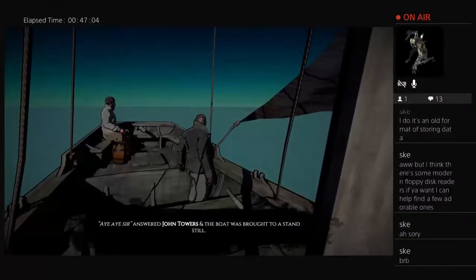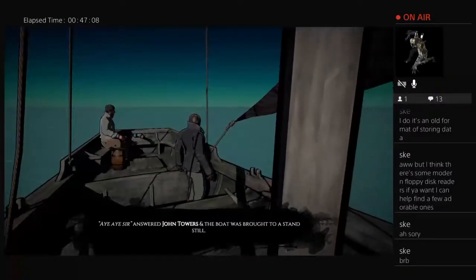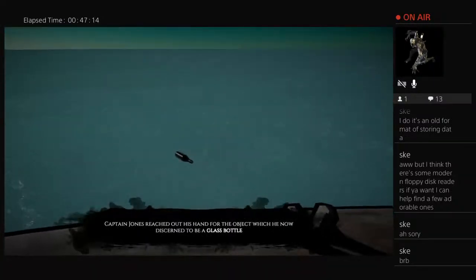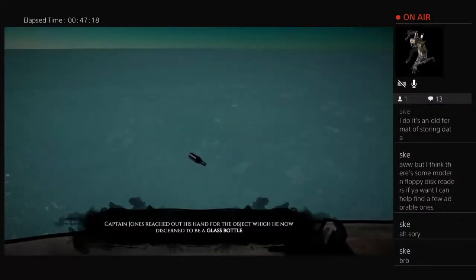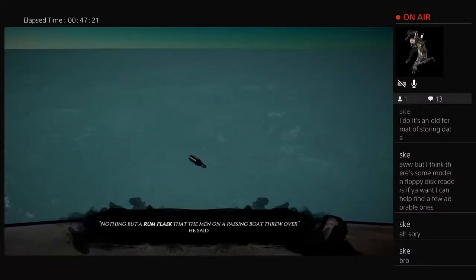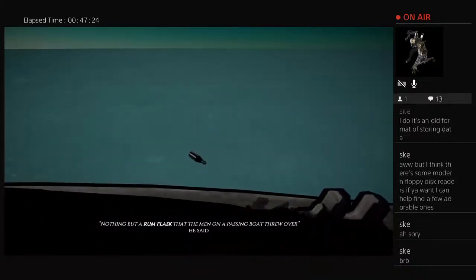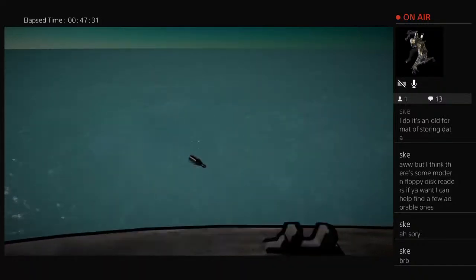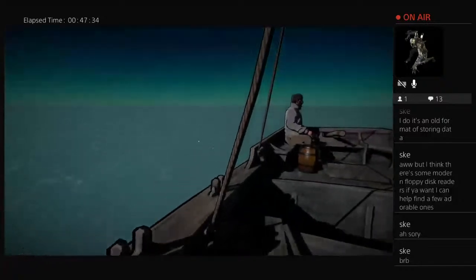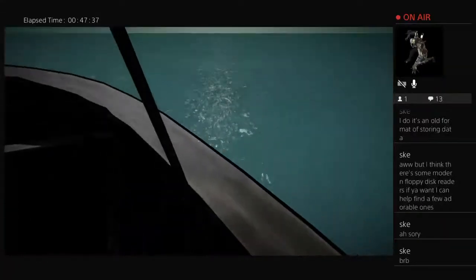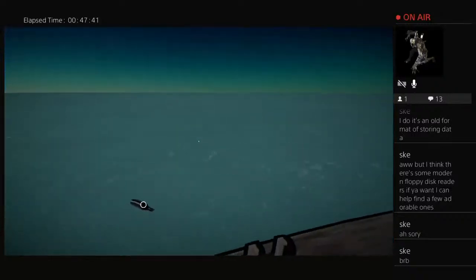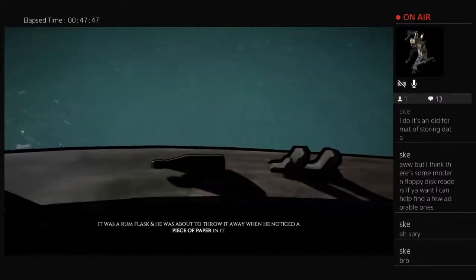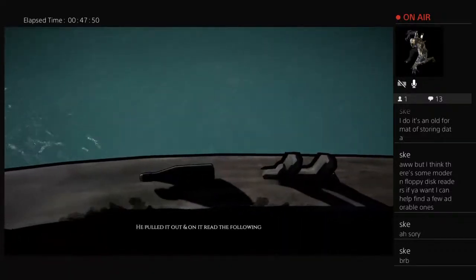Aye, aye, sir, answered John Towers, and the boat was brought to a standstill. Captain Jones reached out his hand for the object, which he now discerned to be a glass bottle. It was a rum flask that the men from a passing boat threw over, but from an impulse of curiosity, he reached out for it. It was a rum flask, and he was about to throw it away when he noticed a piece of paper in it. He pulled it out, and on it read the following.